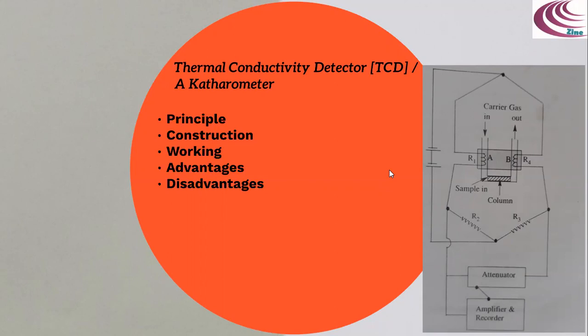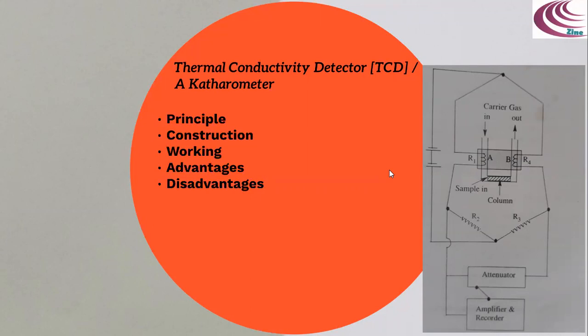Just correct it over here. Earlier I told you R1 divided by R2 is equal to R3 divided by R4, but the actual equation is R1 divided by R2 is equal to R4 divided by R3. So the change in the resistance R4 of coil B provides information about the concentration of solute in the eluate. The carrier gas used in a GLC is either hydrogen or helium.